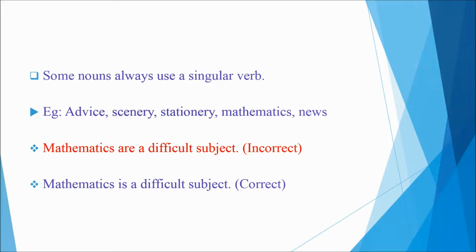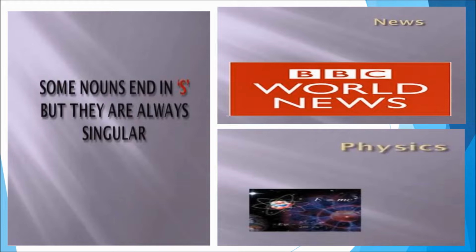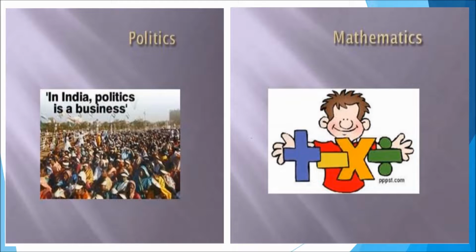The first sentence is that mathematics are a difficult subject. Is that correct? No. The correct sentence is mathematics is a difficult subject. Some nouns end in S, but they are always singular. For example, news, physics, politics, mathematics, etc.